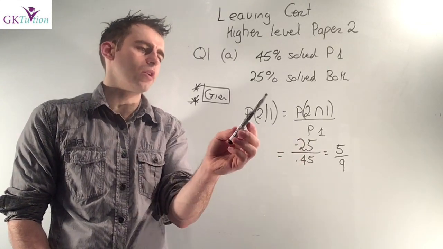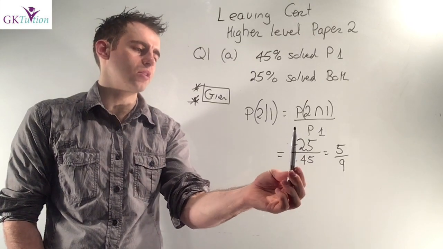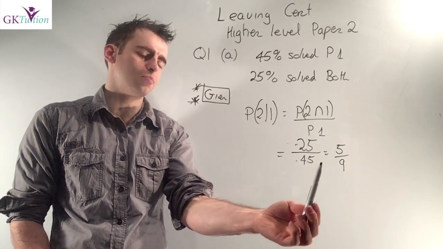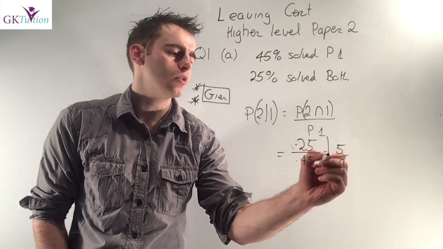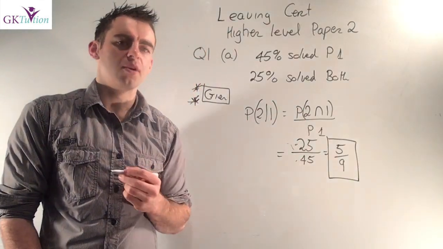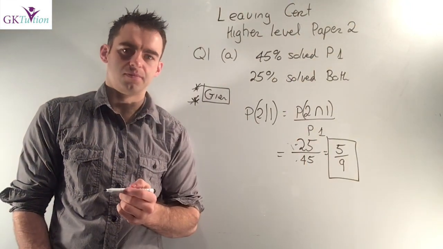2 intersection 1 is the people who solved both of them, so that's 0.25. The proportion who solved 1 is 0.45, so it's just 0.25 divided by 0.45. So the probability that someone solved problem 2, given that they solved problem 1, is just 5 over 9.